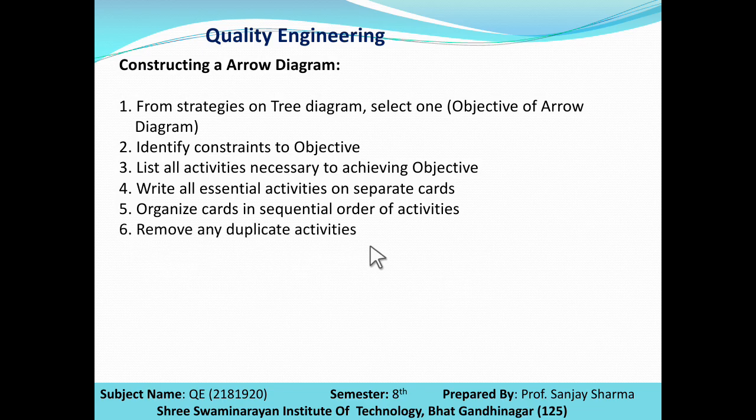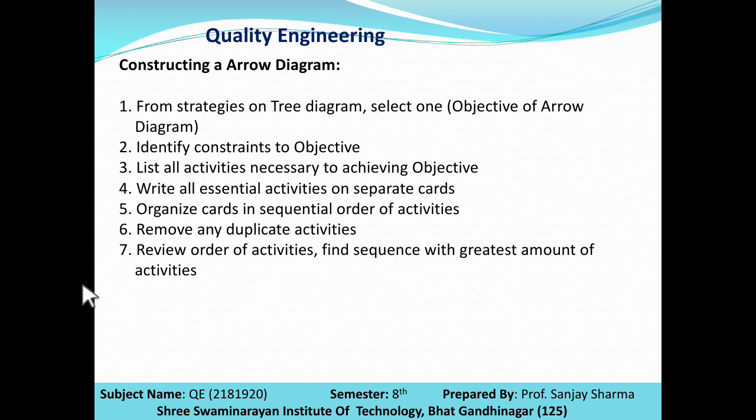Remove any duplicate activity. If there is any duplication of the process, for example, once we have gone for the drilling operation, then gone for the turning operation, and then again come back to the drilling operation, that we have to eliminate. All the drilling operations should be done at a time on the component. Review the order of activities, find the sequences with the greatest amount of activities.